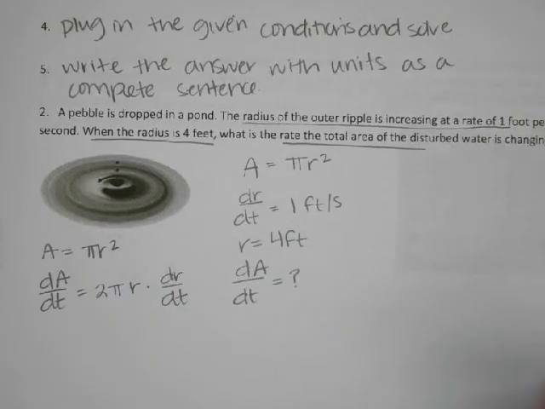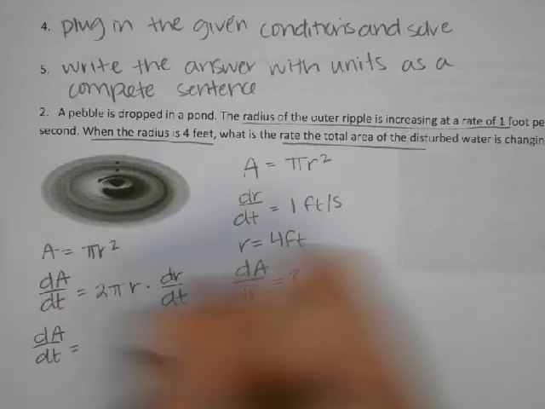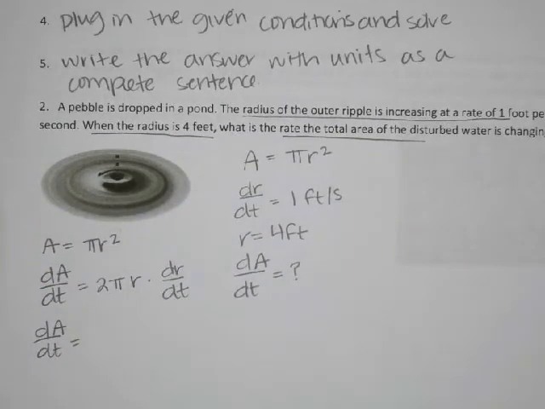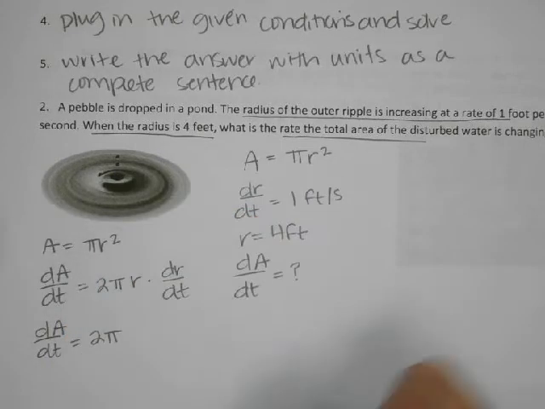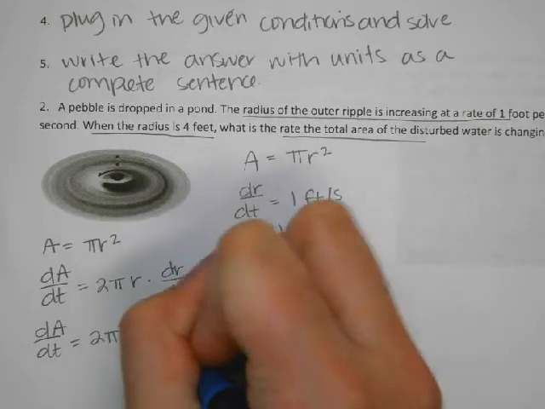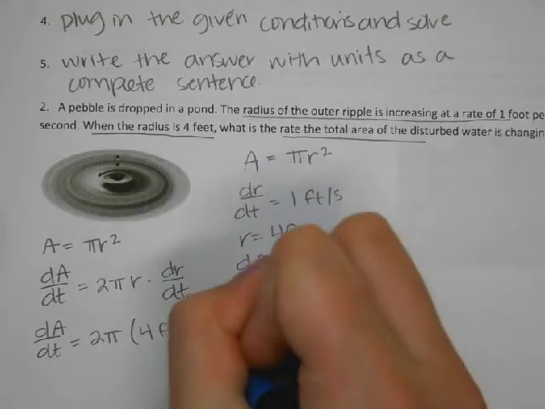So at this point, we're going to go ahead and plug in the information that we know. The majority of the time when we plug in information that we know, we're going to plug the units in with the number because that helps us keep track of our units for the end of the problem. So r was 4 feet. dr/dt was 1 foot per second.